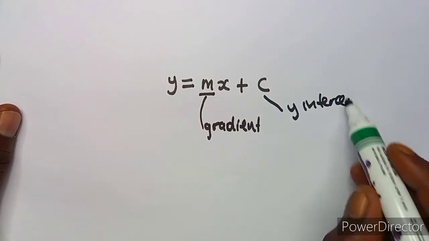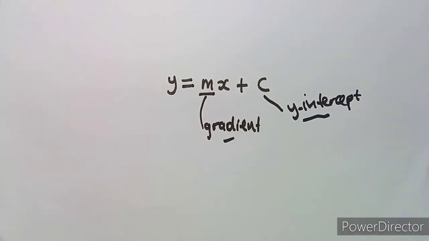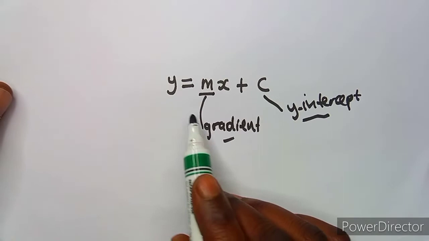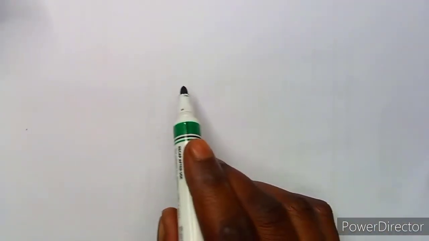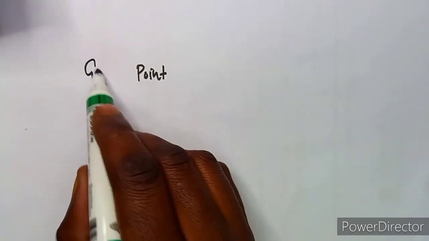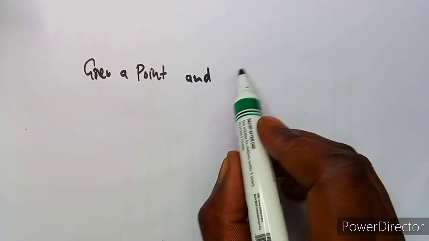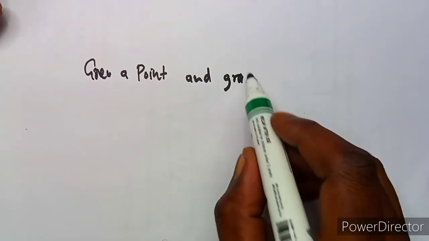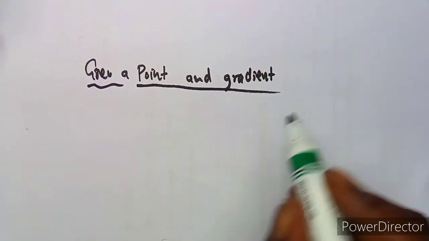Actually, when you're given the y-intercept, it can be an advantage to just substitute the values in that format, because that is what it represents. Sometimes they can give you a condition where you are given a point and a gradient. If you are given a point and a gradient, you can find the equation of a straight line.